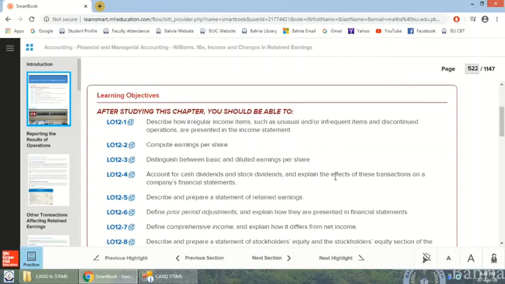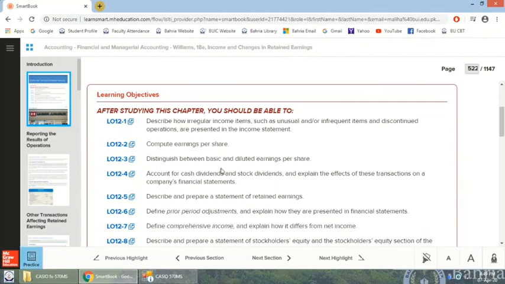And now the learning objectives are the earnings per share. We have already discussed that. Any amount of earnings divided by the number of shares outstanding gives you the earnings per share. Similarly, we have basic and diluted earnings per share. Now, what are basic earnings per share? I've already stated the formula as in LO 12-2.